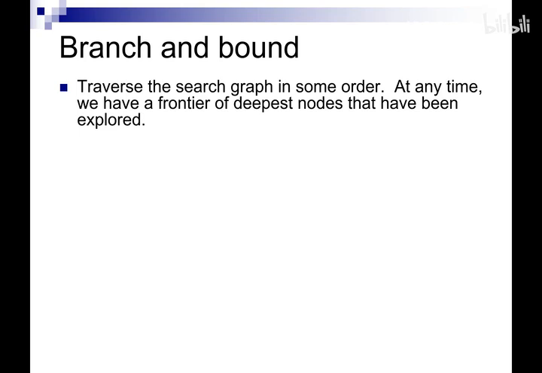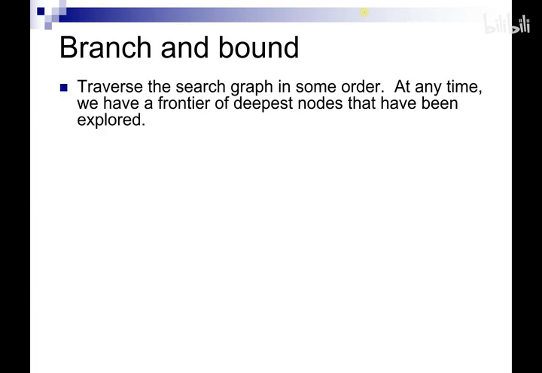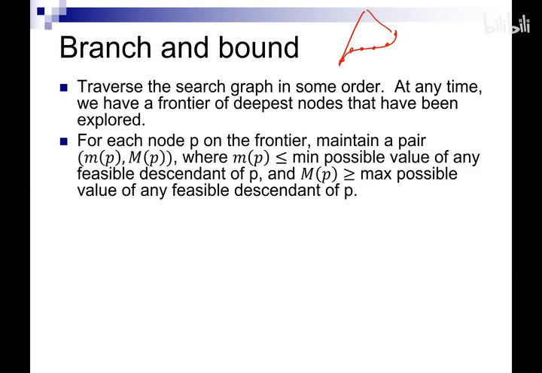Suppose you're searching through this graph. At some point you have a frontier of nodes that you've explored, the farthest nodes that you have explored. For each node on the frontier, potentially this node has a bunch of subnodes that we need to explore. So our question is, do we need to actually explore the subnodes from each of these frontier nodes?